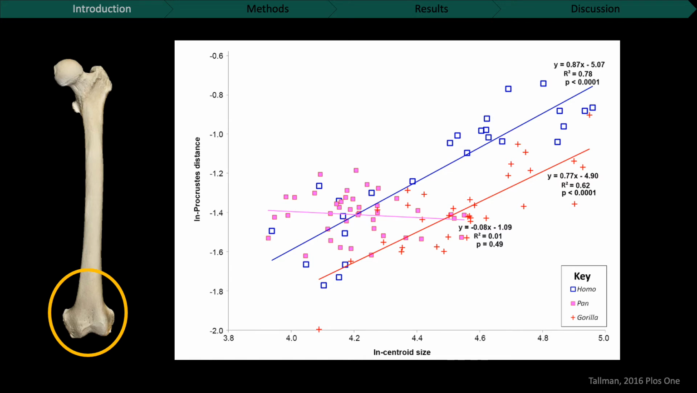And in an analysis of the shape of the distal femur through ontogeny by Tallman in 2016, Homo and gorilla showed significant shape change through ontogeny, represented by the strong slopes in this graph, while Pan showed a lack of shape change through ontogeny. In this presentation, I expand this idea out.